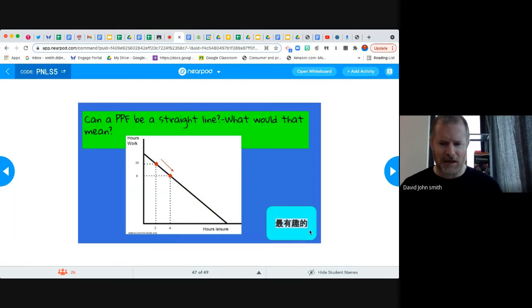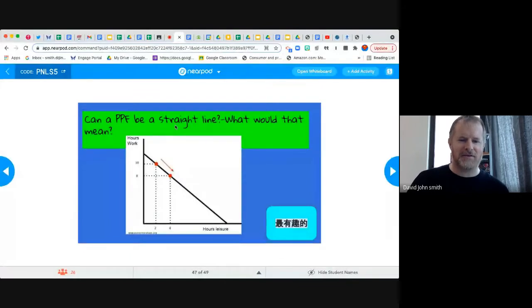Now, I've written something here. I believe this is in Mandarin. We got any Mandarin speakers? Anybody who's able to translate what that means? I can't remember. All right, does anybody know what the Mandarin says? Interesting. Is that what it says? Most interesting. Okay. There you go. Hey, what a multilingual class this is, I tell you. All right.